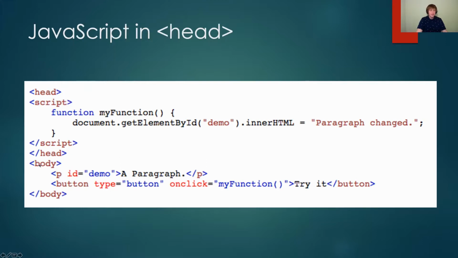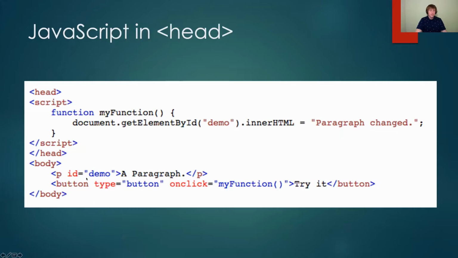Now it's going to come down to the body. It's going to load this paragraph tag. It's going to set the ID equal to demo, and it's going to default to a paragraph. Now I'm going to load this button. The button has an onclick, so this is going to be a JavaScript event. I'm going to click on the button, and it's going to call my function, which is up here, and that's when the paragraph tag will be changed.